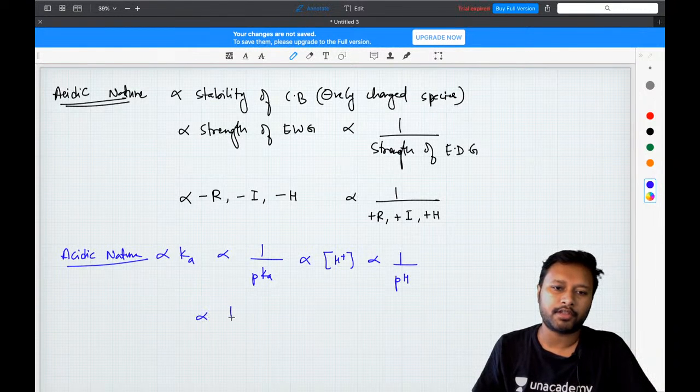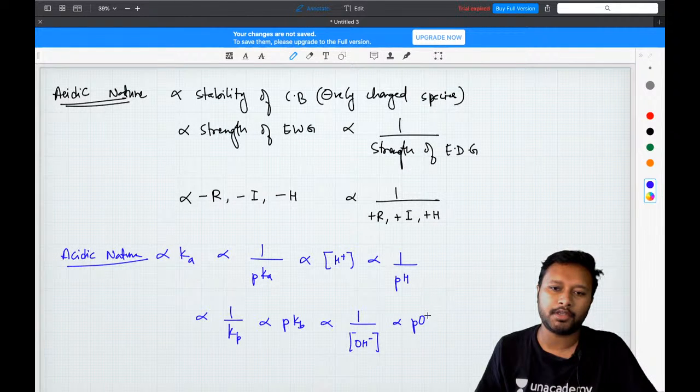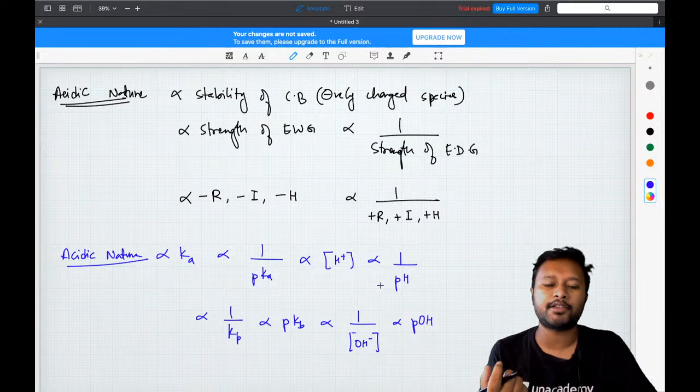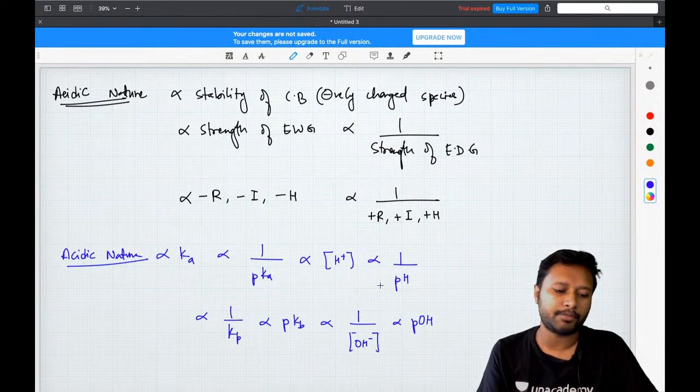It's also inversely proportional to pKb, inversely proportional to Kb, directly proportional to 1 upon OH minus ion, or you can say it's directly proportional to pOH. So you should know all these things, how you relate your acidic properties with all these standard ways of understanding it. Ka tells you about the dissociation constant for the acid. pKa is the negative of log of Ka, that's how you get pKa. So I guess that's what you know.